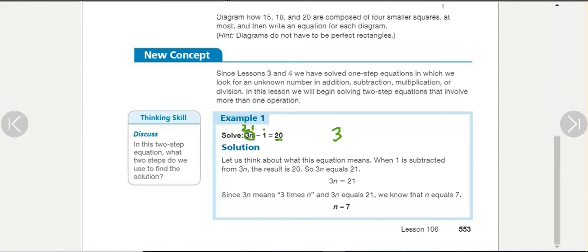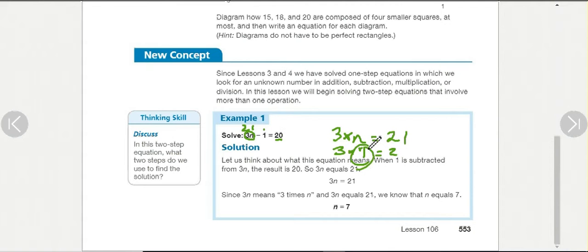3n means 3 plus n? 3 minus n? No, it really means 3 times n. And if 3 times n is 21, what's going to be n? This is a times sign. N is going to have to be 7, right? And we can check that answer. We solve for n. N is 7.